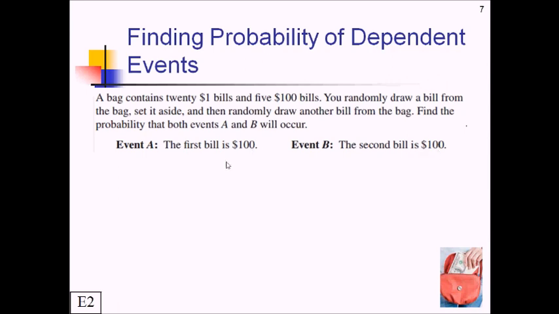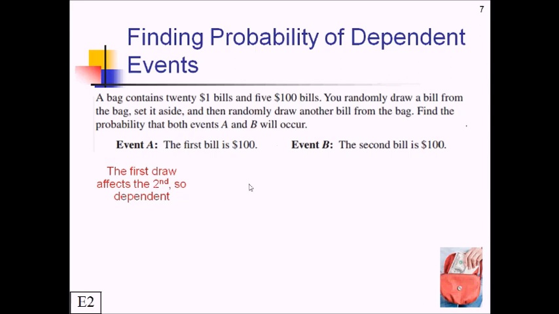Well, the key here is that we're setting the first bill aside and not putting it back in the bag. So that means that whatever we draw on that first event is going to affect what we can draw on that second event. So because the first draw affects the second, we would say that these are now dependent events. If we put the bill back, they would be independent because it would just be starting over, basically. But when we change the number of bills in the bag, that makes this a dependent event.